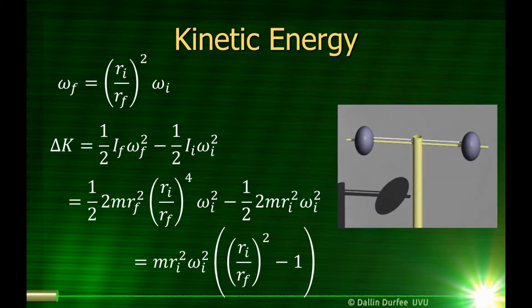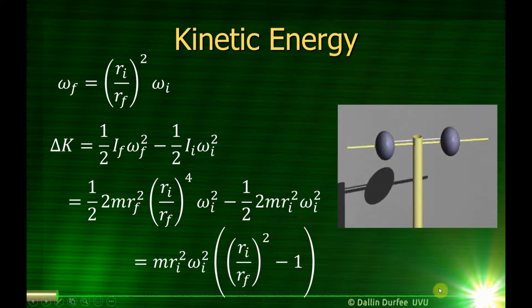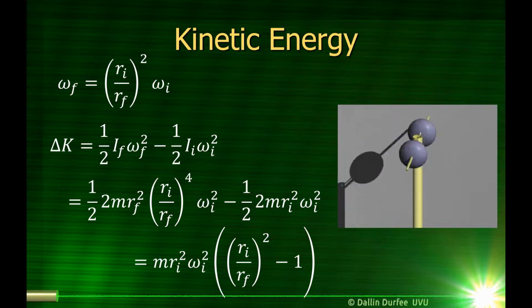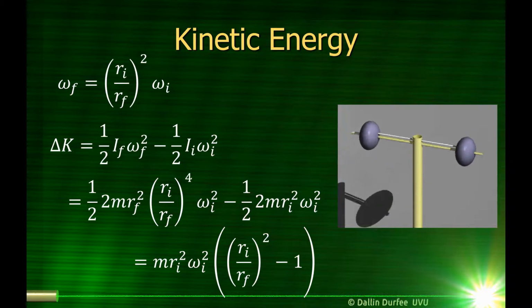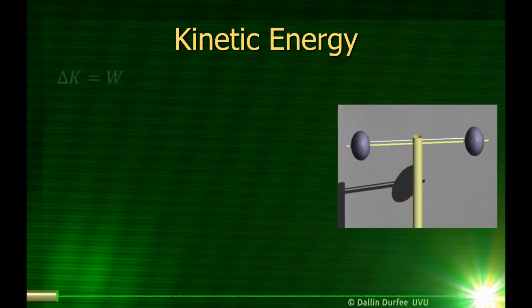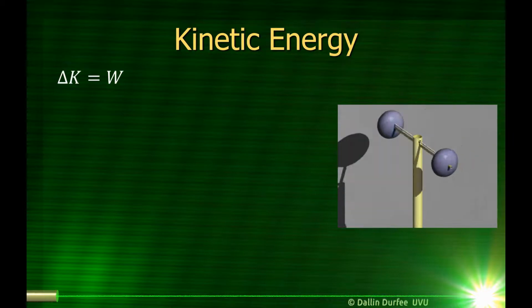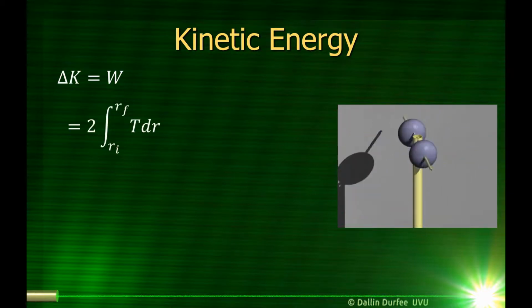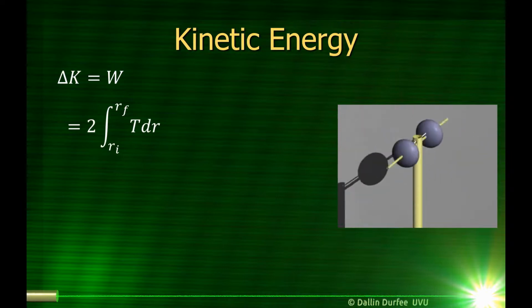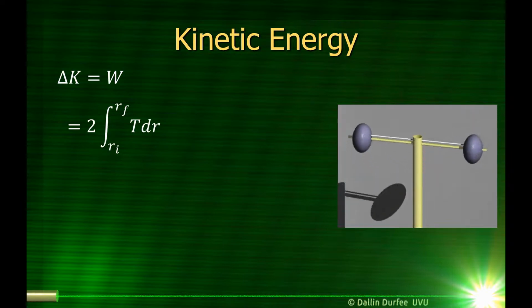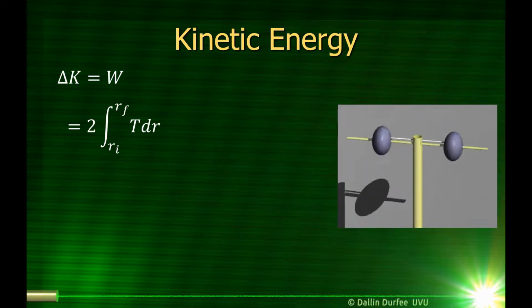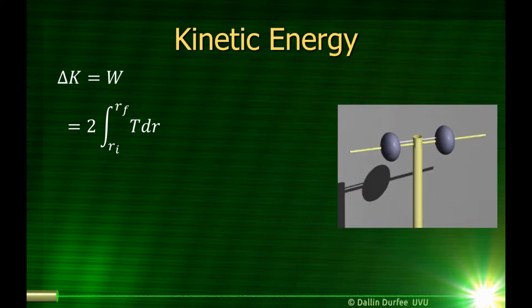Where did the energy come from? Well, we're pulling on strings to pull the masses closer together. If we're making the radius smaller, that means we're pulling the mass inward, and as the mass moves inward, that's positive work. So we can also calculate the changing kinetic energy just by calculating the work we do to pull the masses in. The work done on the two masses is twice the work done on one mass, and the work done on one mass is the integral of the force, the tension in the string, times distance, from the initial to the final distance.